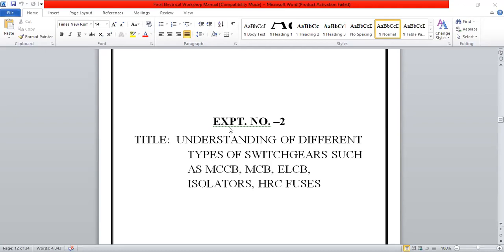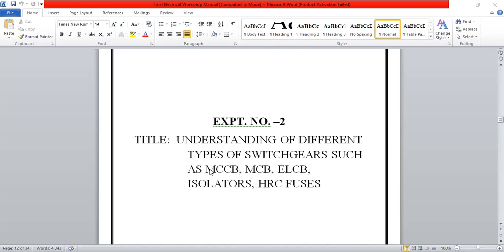We will try to understand these equipments: what is meant by MCCB, what is meant by MCB, what is meant by ELCB, where it can be used, what the isolator is, and the HRC fuse, which is a type of fuse. There is a detailed explanation of this switchgear equipment in your BE, in the switchgear and protection subject. Now we will see one by one.